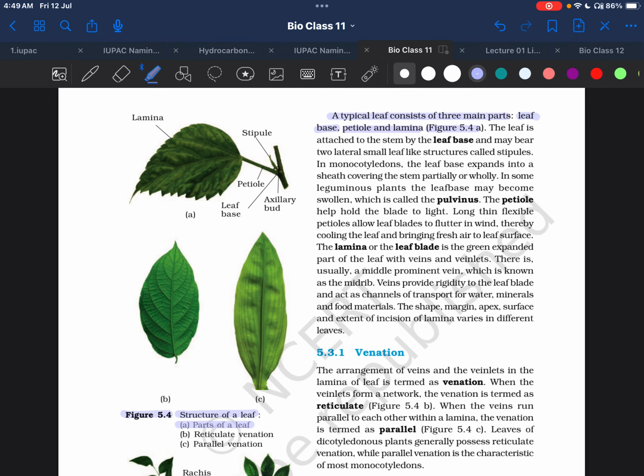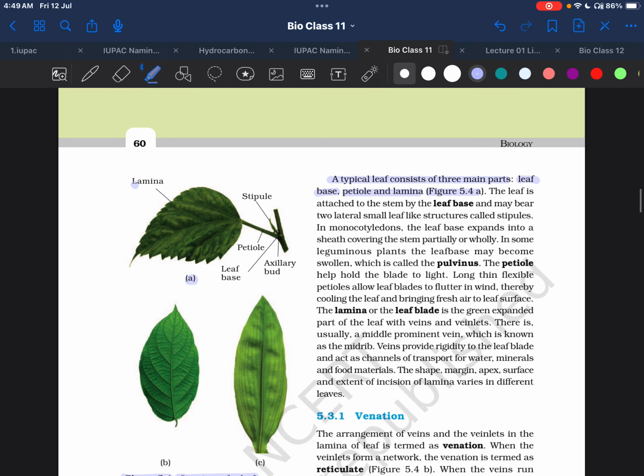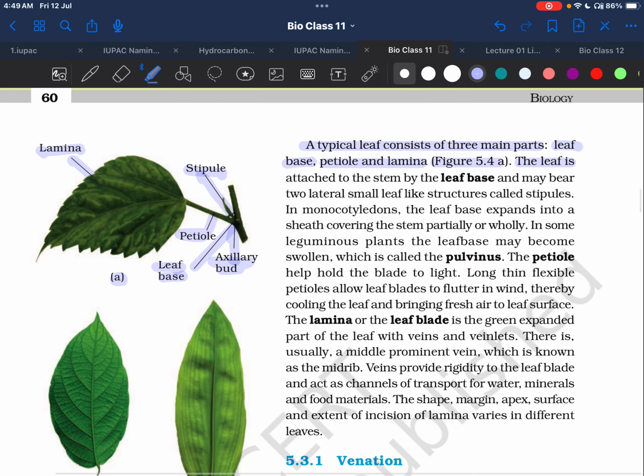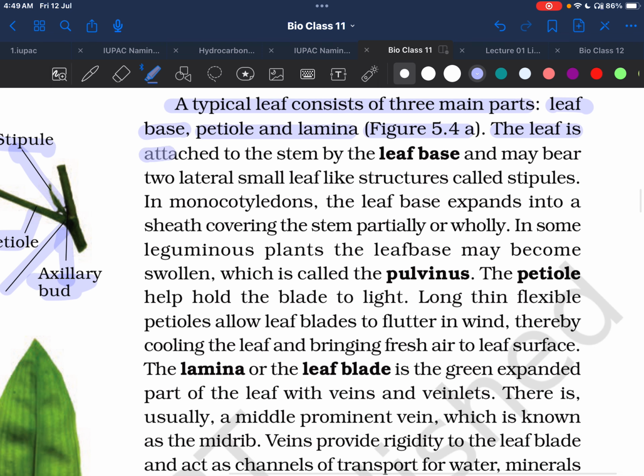Structure of leaf. Parts of leaf: lamina, stipule, petiole, leaf base, axillary bud. The leaf is attached to the stem by the leaf base and may bear two lateral small leaf-like structures called stipules. In monocotyledons, the leaf base expands into a sheath covering the stem partially or wholly. In some leguminous plants, the leaf base may become swollen, which is called the pulvinus.